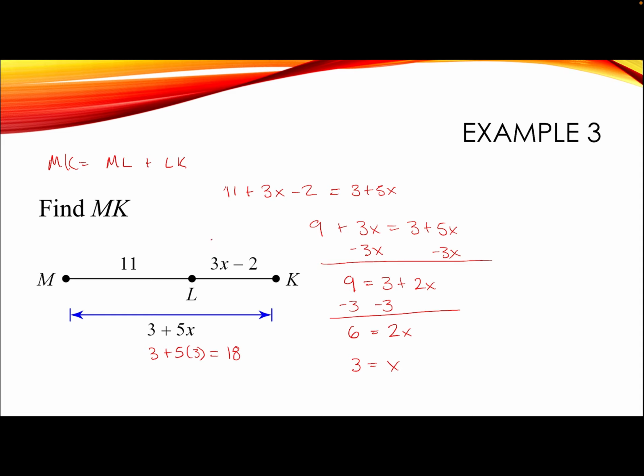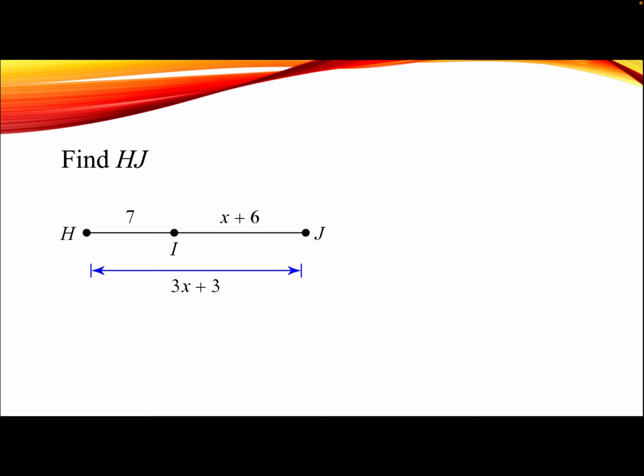I encourage you to also substitute the 3 in for the smaller segment. So 3 times 3 minus 2, that equals 7. So 11 plus 7, that's 18. That's how we know our smaller segment also works.